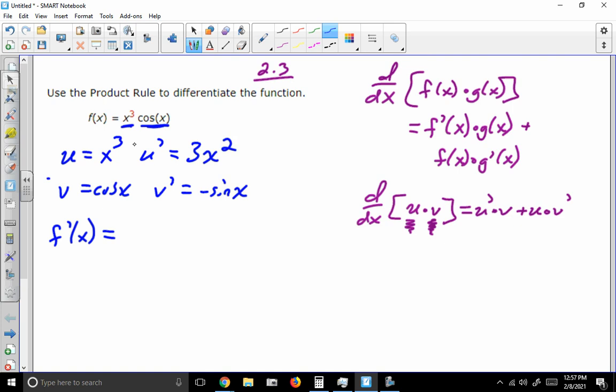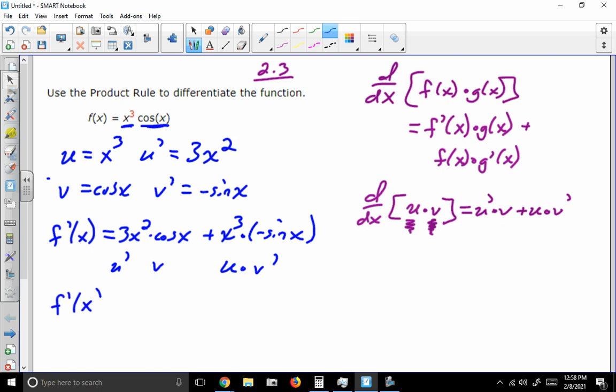It's the derivative of the first times the second. So this is u prime v plus u times v prime. So u is x cubed, v prime is negative sine x. So we could write that as 3x squared cosine x. A positive times a negative would make that minus x cubed times sine x. So u prime v, u v prime.